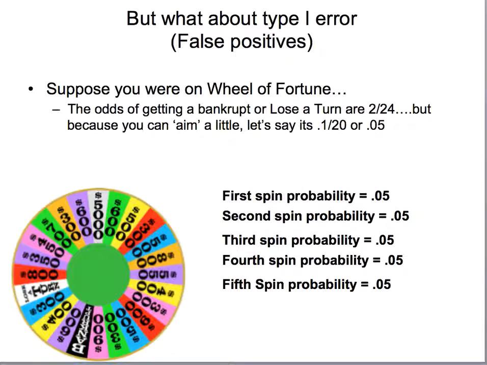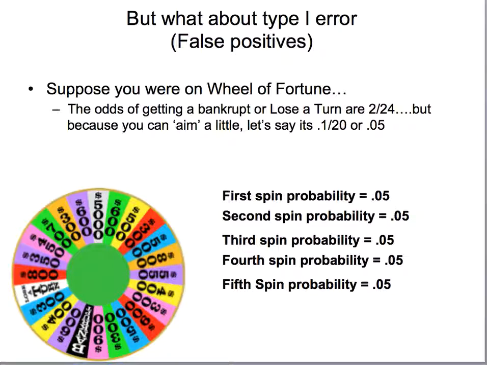So suppose that you're on Wheel of Fortune. It's the same kind of thing. Say that there are 20 different things on the wheel, and I have one bankrupt or a bad card. So I have 1 chance out of 20 of getting a really bad outcome that I don't want. And so on the first spin, I have a 5% chance. On the second spin, I have a 5% chance.